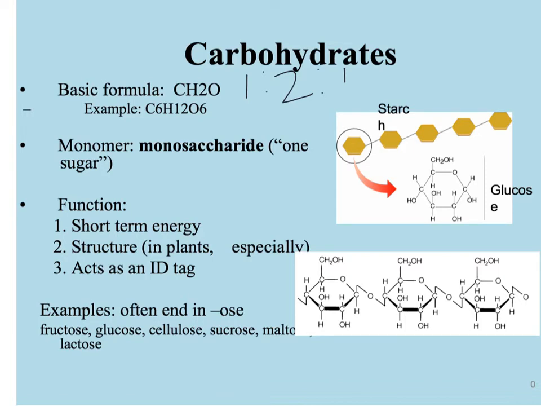Glucose, if you look here on the screen, notice that there are 2 hydrogens for every carbon. All right, there are 12 hydrogens and there are 6 carbons, so it meets the 1 to 2 to 1 ratio. The monomer for a carbohydrate is a monosaccharide. Mono means 1. So there are single sugars that are going to be linked together to form the much larger structures that we see in our bodies.